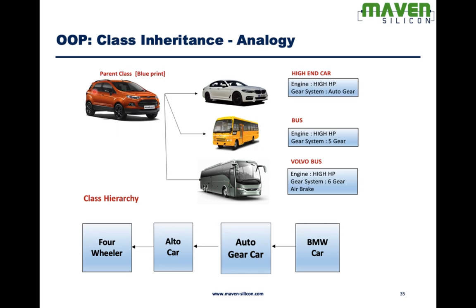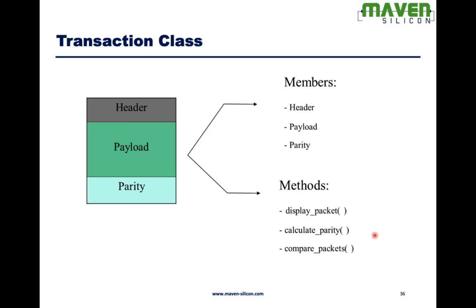Look at this. This is the blueprint, but when it comes to creating a particular flavor, we customize certain things like the power of the engine and the gear system. That's how we create different flavors like BMW or bus or Volvo. In terms of class hierarchy, this is how it's going to be: four-wheeler, and different flavors like Alto or automatic gear system or BMW car can be created from the same blueprint. All right. Now let's think of verification.